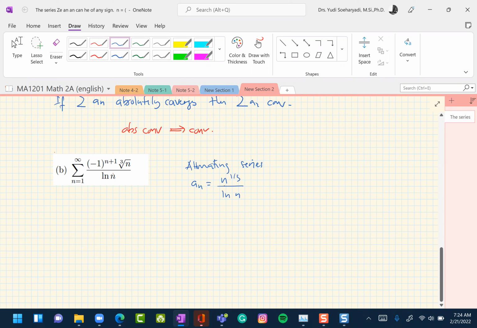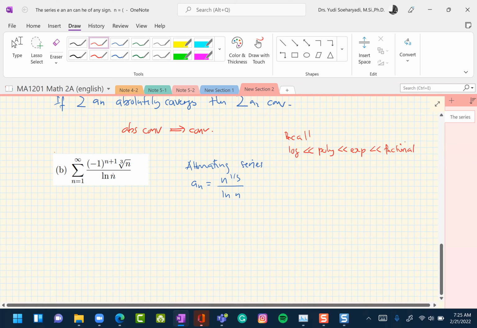So we know from the hierarchy, remember, that log, or logarithm including the ln, is the smallest one. So we say log is much smaller than polynomial, much smaller than exponential, and the largest would be factorial. So this should be large, because we're comparing polynomial type with the log. But you can check that this won't go to zero.